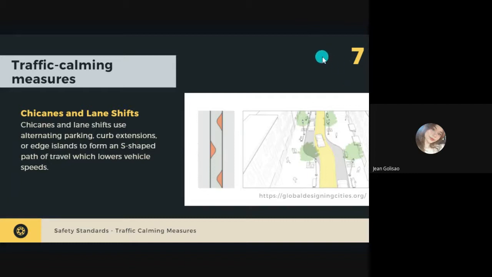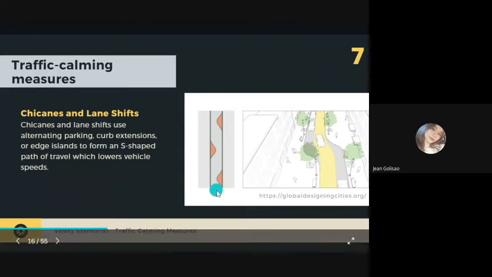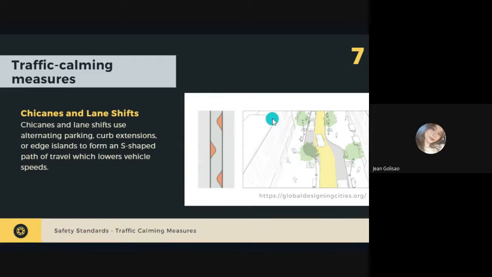Next, we have chicanes and lane shifts. Chicanes and lane shifts use alternating parking and curb extensions or edge islands to form an S-shaped path of travel which lowers vehicle speeds. On the right side, you can see the clear S-shaped configurations. This type of calming measure is not common in the Philippines in general.